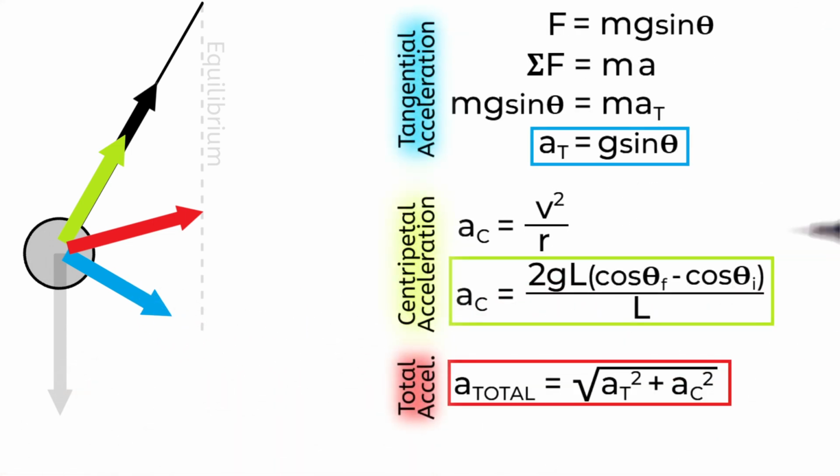So, the key idea when solving for the acceleration of a pendulum is to understand what acceleration it is that you're actually trying to solve for.